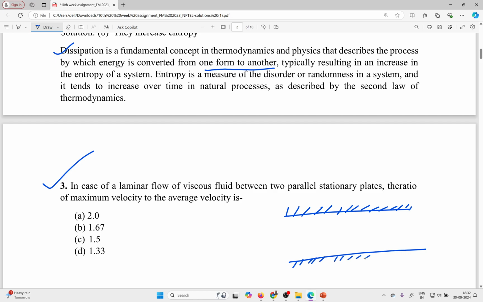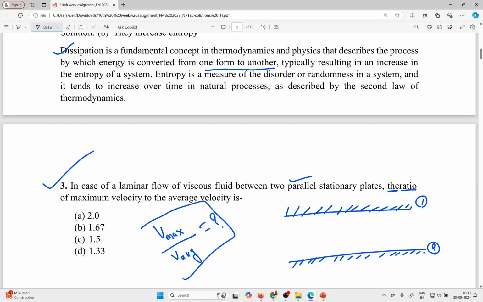Here is the case of both stationary plates, not moving, and parallel. Here it is written parallel, so the plates are parallel to each other. The question is: what is the ratio of maximum velocity to average velocity? What will be the solution for this?